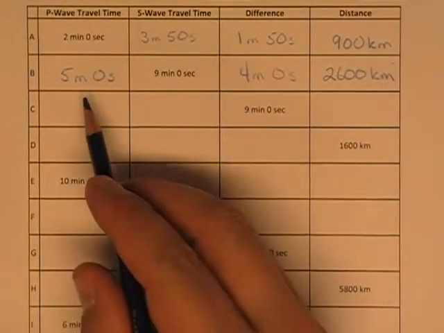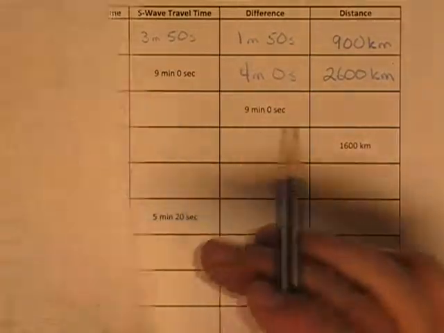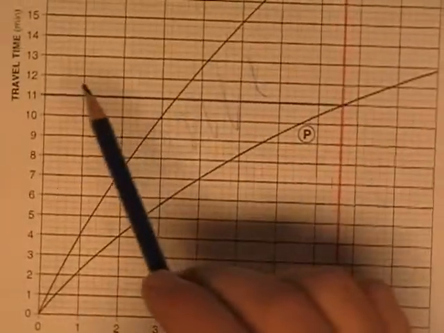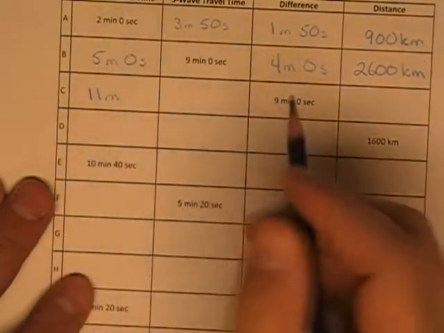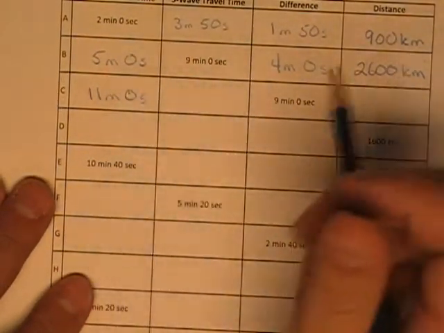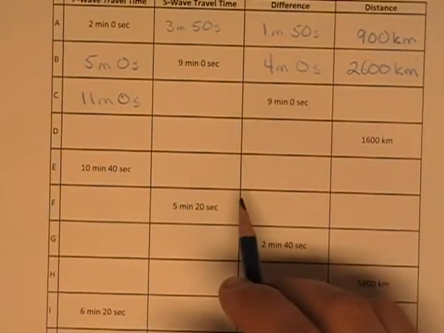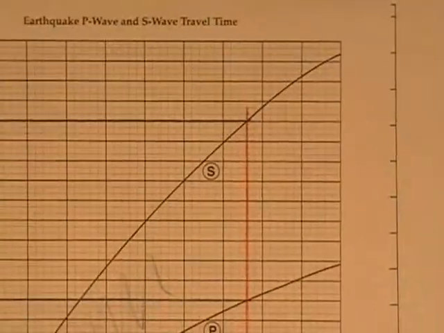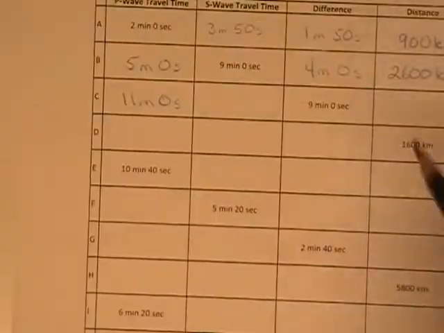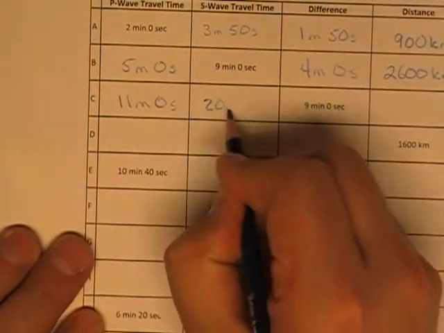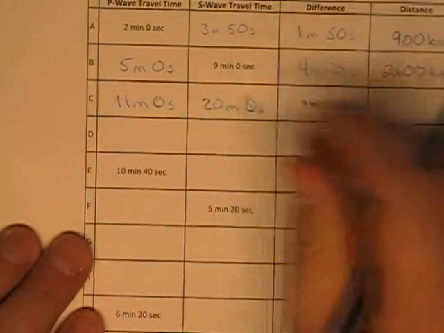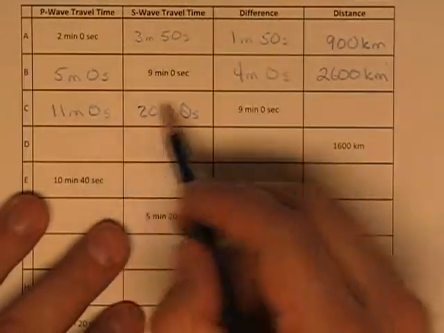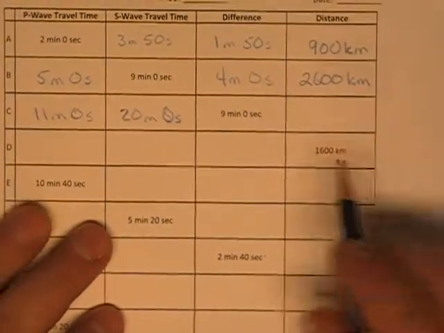The P wave travel time, figured out where the vertical line crosses the P line, was 11 minutes and 0 seconds. The travel time for the S wave was where that vertical line crossed the S wave line. That was 20 minutes and 0 seconds. The difference was 9 minutes, but I knew that already.